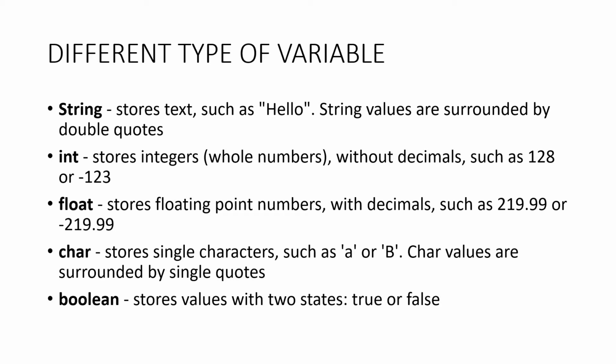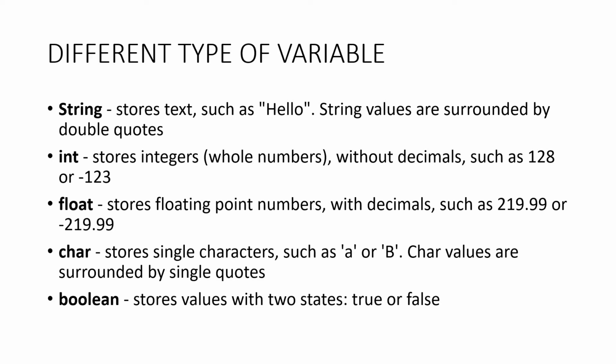Int stores integers or whole numbers without decimals. Integers can be positive or negative, but integers cannot be decimal numbers. Float stores floating point numbers with decimals. For example, it can be positive or negative, but decimals are there. Here it's given 219.99 or minus 219.99. These are all floating point values.